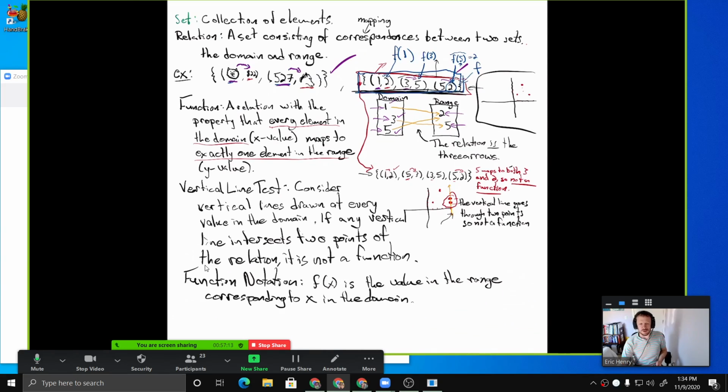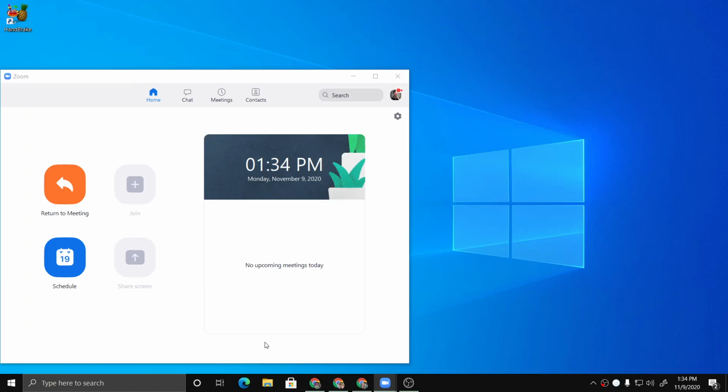Okay, let's go to some examples here. Enough from these notes. I'm going to stop sharing and we're going to transition to Nearpod for the last 20 minutes of class. And I am going to record this. I think it'll be helpful.